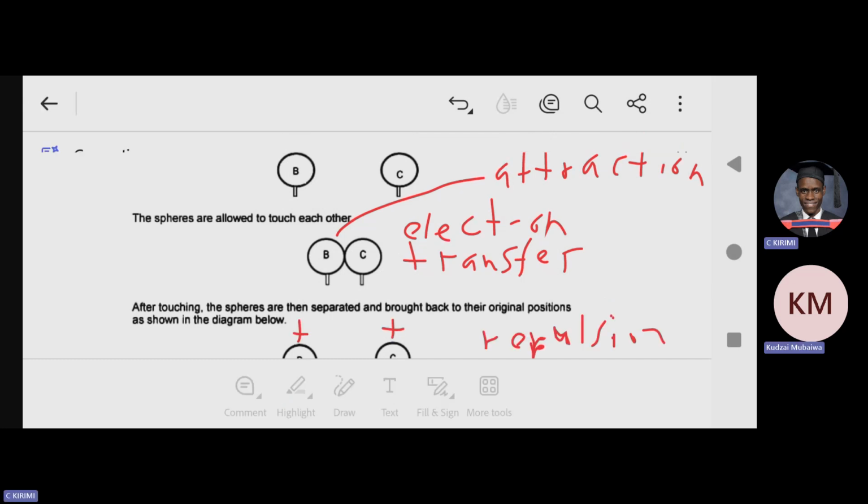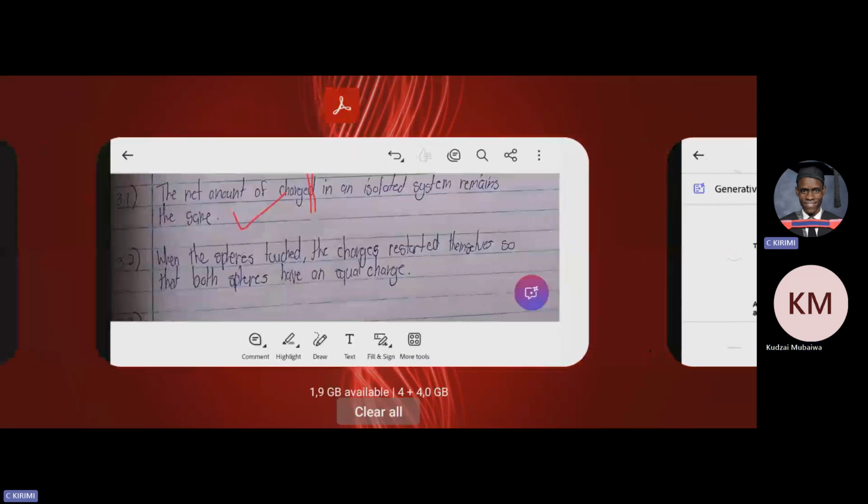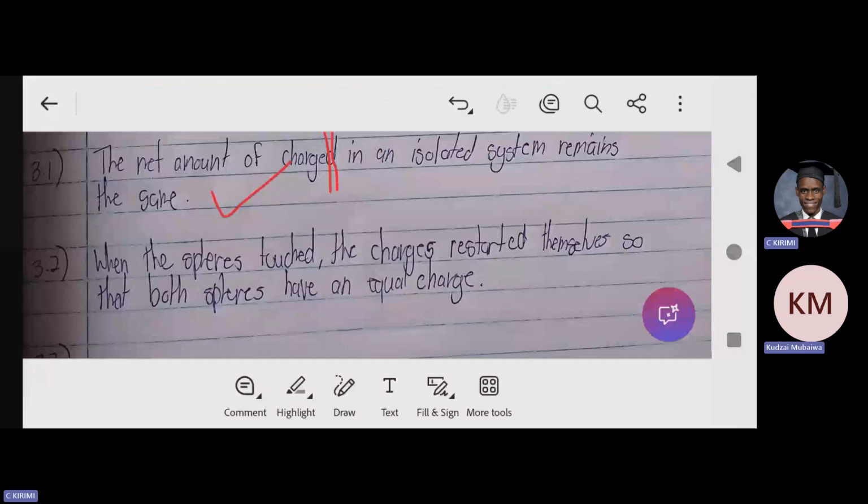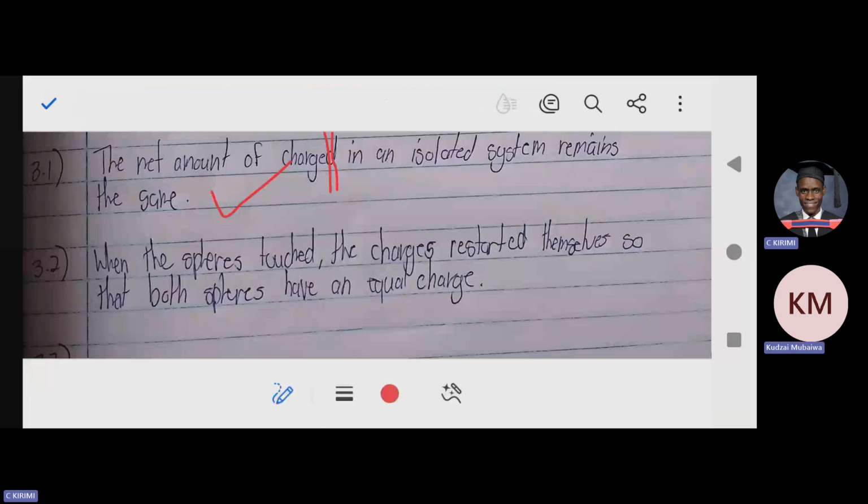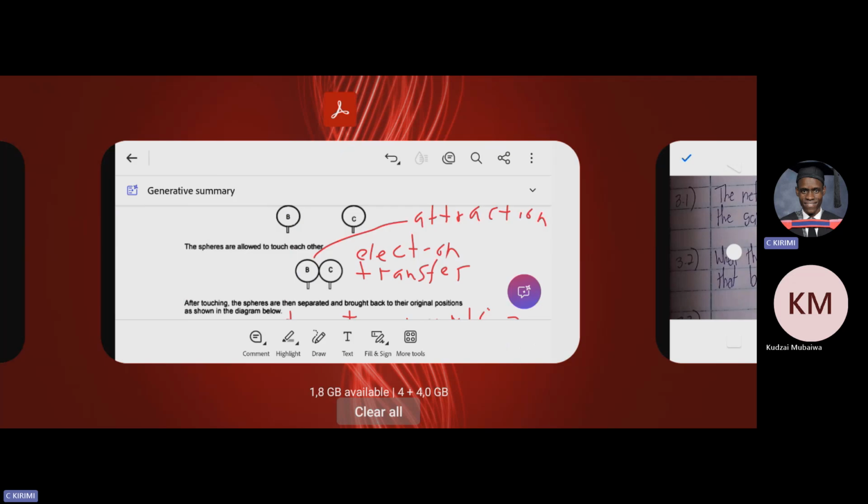So you did not mention this. There is a terminology which we are looking for. So we are looking for attraction, positive, negative. We are looking for sharing or transfer of electrons until both spheres have an equal charge. Then you talk of repulsion. So if they have an equal charge, what happens? Then they get separated because positive charges or same charges, they what? They repel, isn't it? Yes, sir. That's how you're supposed to explain it.